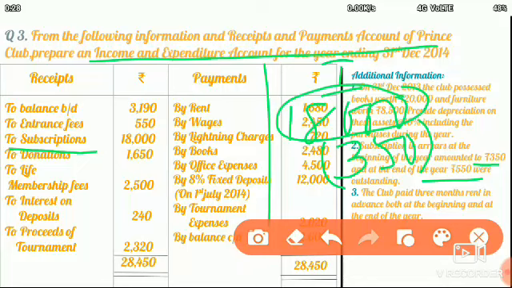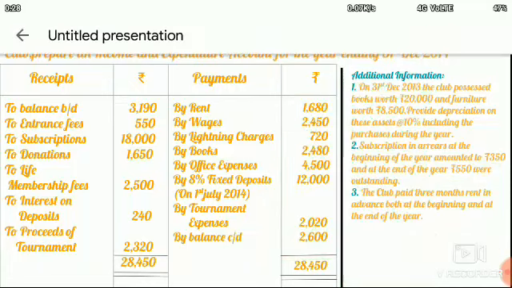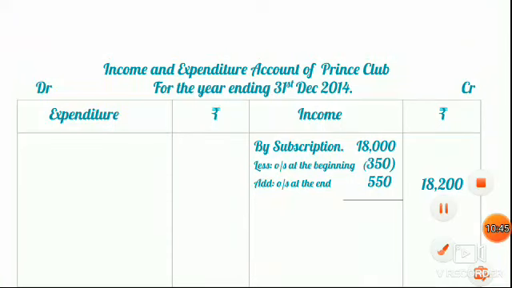It is outstanding, so it is not received, so it will not be included in this 18,000, but we need to show it in the current year because it is of the current year. So in order to show the total subscription, we have to add this 550. After the adjustment, whatever amount will come will be the actual subscription for the current year. So when we show this in our account, it will appear like this.